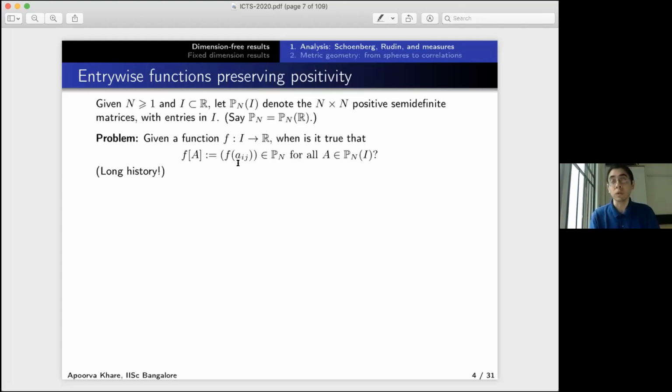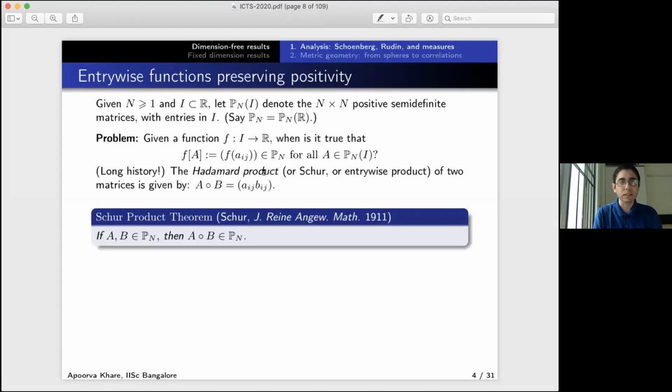f(x) equals 1 works because you would get the matrix of all ones. And that matrix of all ones, you can easily check, has eigenvalues: most eigenvalues are 0 and one eigenvalue is n. So these eigenvalues are non-negative. So the question is, what other functions work?